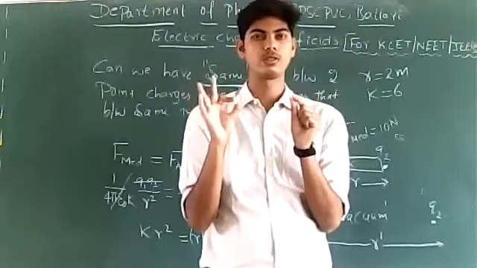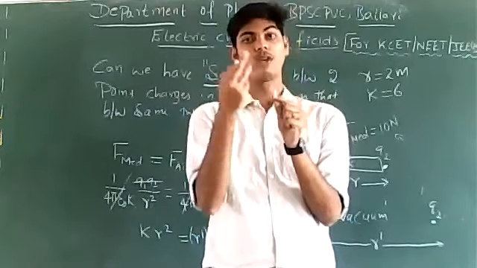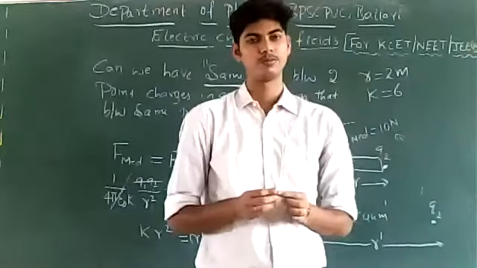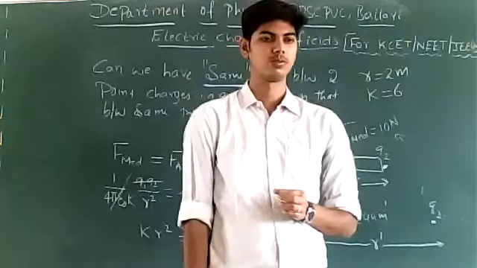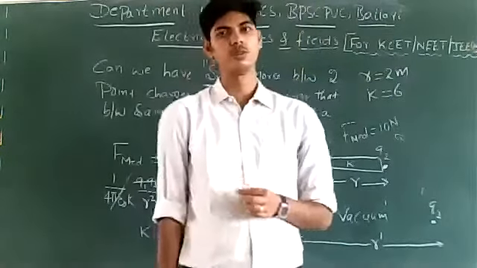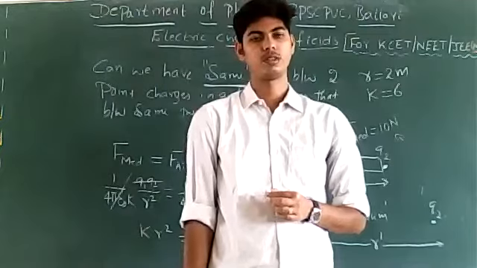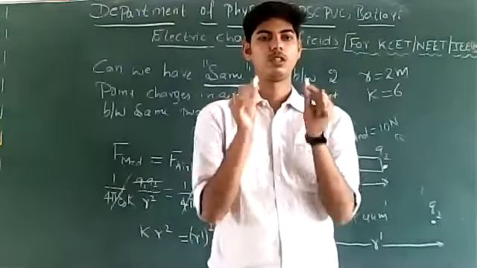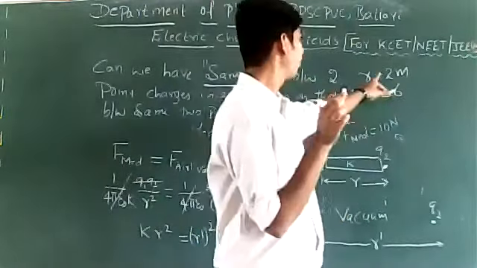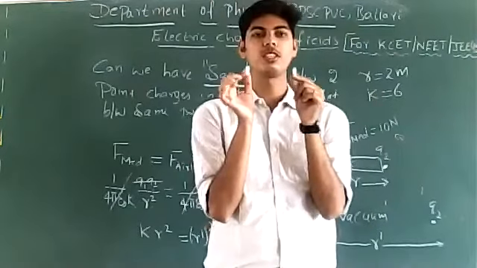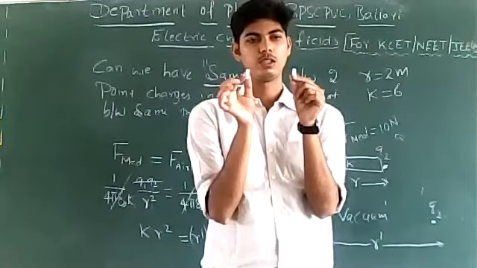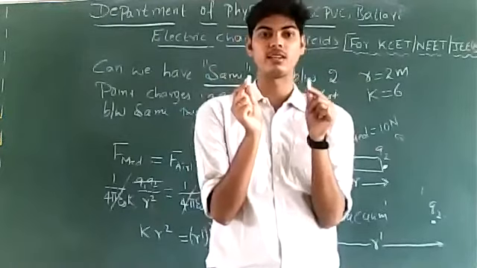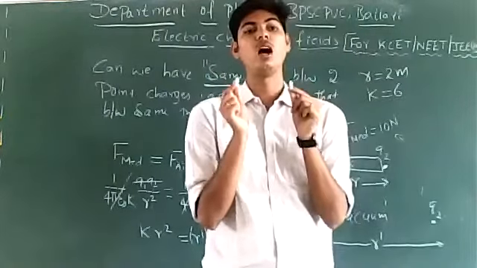How can you do this? After removing the medium, the force between the 2 point charges should not be affected. There are 2 point charges separated by a distance of 2 meters and a medium of dielectric constant 6 is placed between them. Now the medium is to be removed, but the force between them should not be affected. How can you do this?